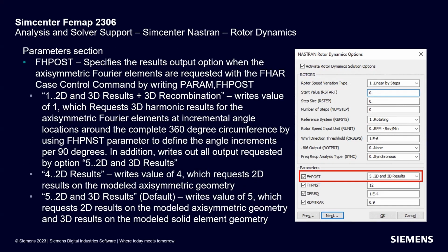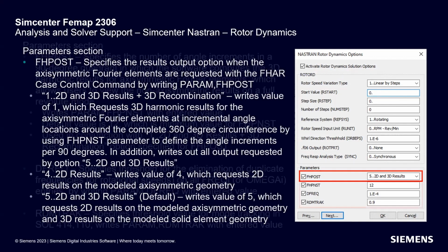And there is some neat stuff going on with the 2D and 3D results and 3D recombination. What that does, basically, is the Fourier elements are incremented at incremental angle locations around to complete a 360-degree circumference. So basically it can actually use axisymmetric elements, but then return elements in a full 3D representation.